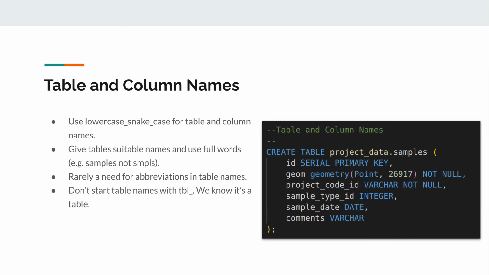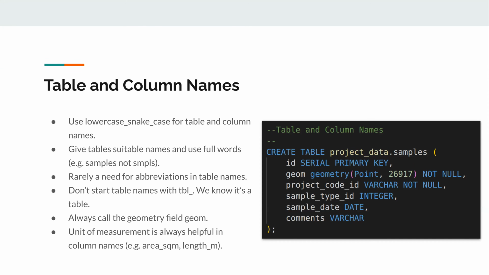Don't start table names with tbl_. This used to be done in the past with some database management systems. We know it's a table. You don't need to identify it as such through the name. Always call the geometry field geom. There was always a lot of documentation online that would call it the_geom, and then people started naming their geometry fields in production the_geom, and chaos ensued. Just call it geom and the world will be a happier place.